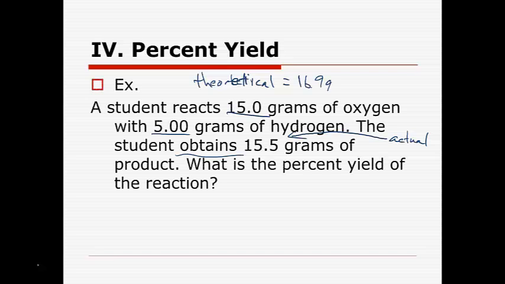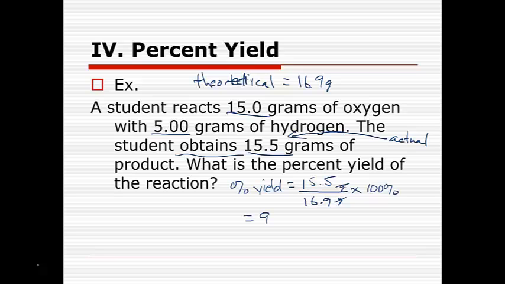He got 15.5 grams. So what's the percent yield of the reaction? Well, percent yield should equal 15.5 over 16.9. Notice the units cancel out, times 100%. So that will give you 91.7%.